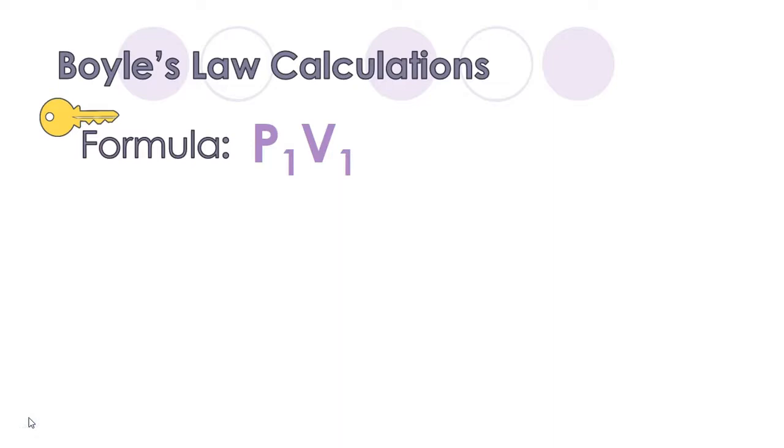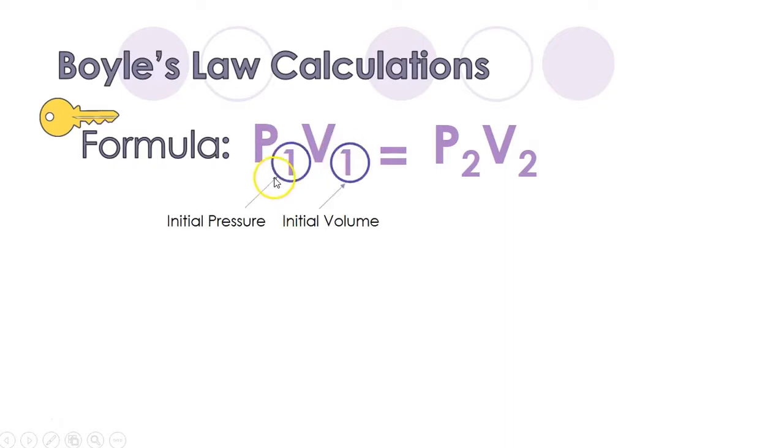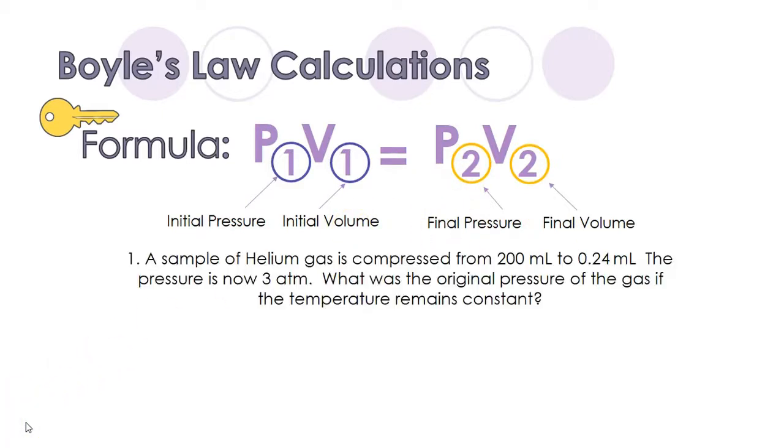Using Boyle's law, we have a specific formula that I need you to remember. The formula is P1 V1 equals P2 V2. The P stands for pressure and the V stands for volume. The subscript 1 represents our initial pressure and our initial volume. The 2 represents final pressure and final volume. If we take this formula, we should be able to calculate problems relating pressure and volume.